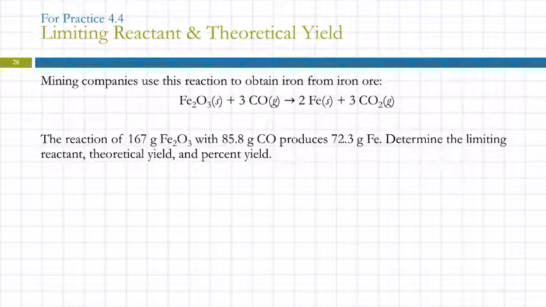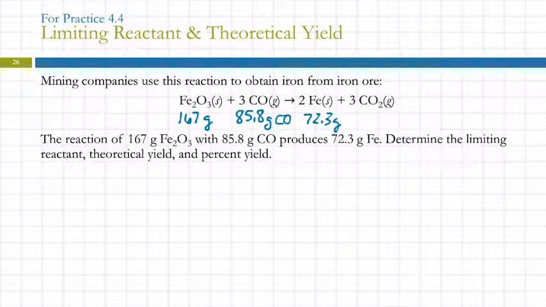Okay. Take the numbers, write them under the equation. So 167 grams of Fe2O3 and 85.8 grams of CO and 72.3 grams of iron. Oh, I didn't need this CO because it's up there. Just thought that looked weird.